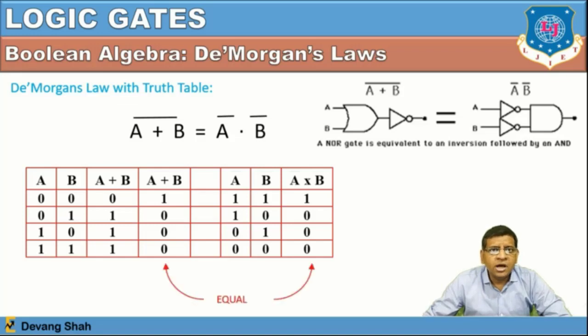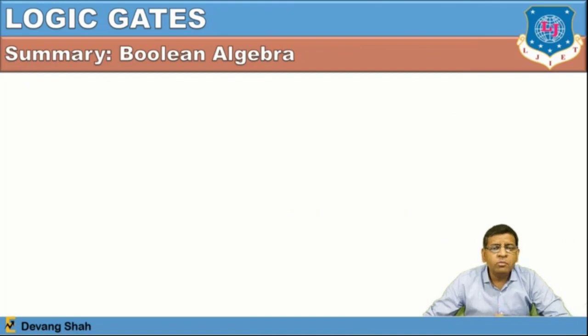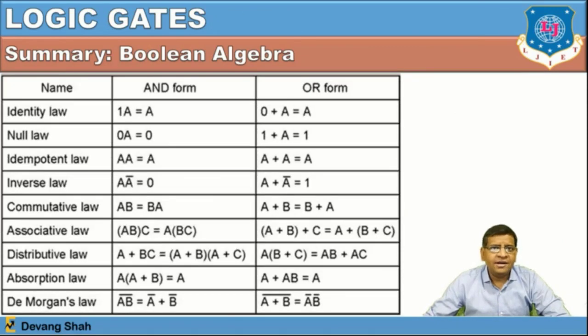So from that, you have the two De Morgan's laws. It's like (A dot B) whole bar is equal to A bar plus B bar, and (A plus B) whole bar is equal to A bar into B bar, right? Those two De Morgan's laws are related with NAND and NOR gates, right? Based on that, you have a complete chart of all the laws of Boolean algebra, where you can see this particular summary table.